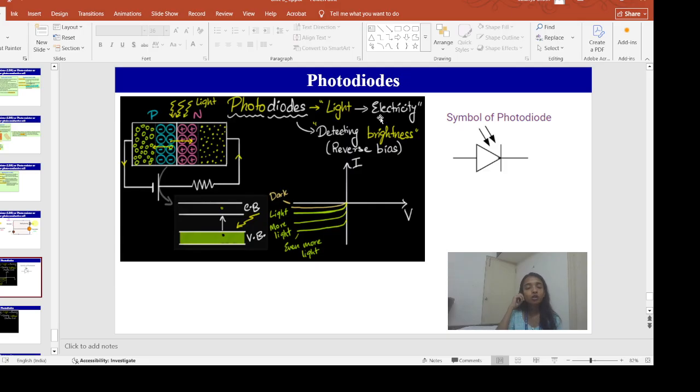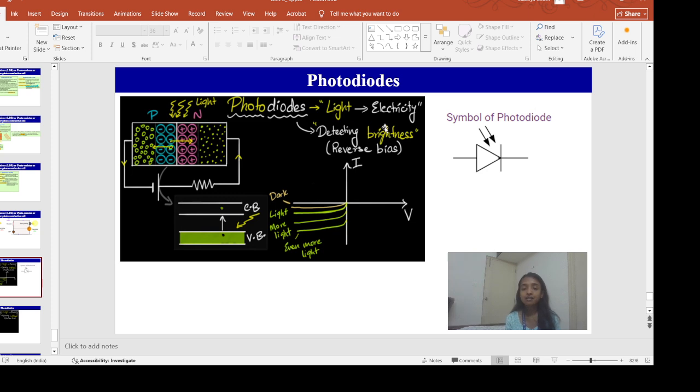So in the solar panel we mainly use photodiodes, but the operation of the solar cell is a bit different. Not the operation is different, but application wise, the photodiode and solar cell are a bit different. We will see that later. So what is the main function of the photodiode? It will detect the brightness of the light.